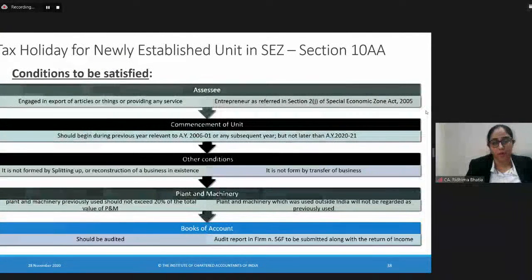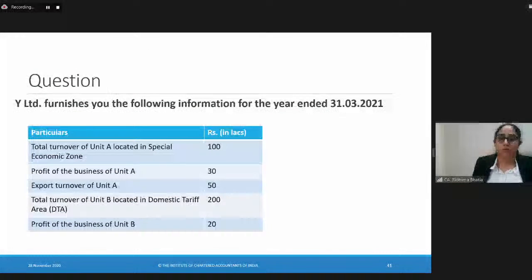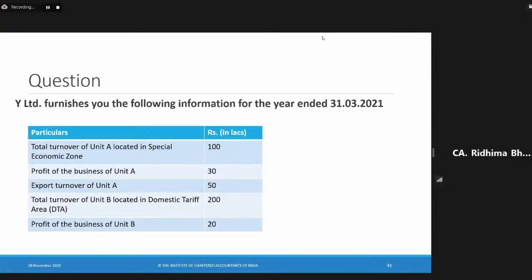Now everyone, I please request you to try solving the question which is on your screen. Export turnover of unit A 30, total turnover 50, and unit B located in the domestic tariff area, DTA, that is not a special economic zone, guys, under section 10AA. Okay, production date is not given, production begin.